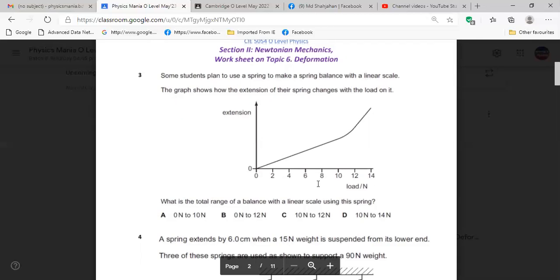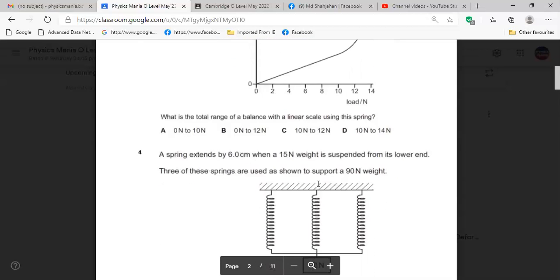So where we are getting the linear scale, they are asking that. Linear means we are having the limit of proportionality, right? Straight line. So till where we are getting Hooke's law? I think it's 0 to 12 Newton. No, wait, 0 to 10, yeah. 0 to 10 Newton. Correct.